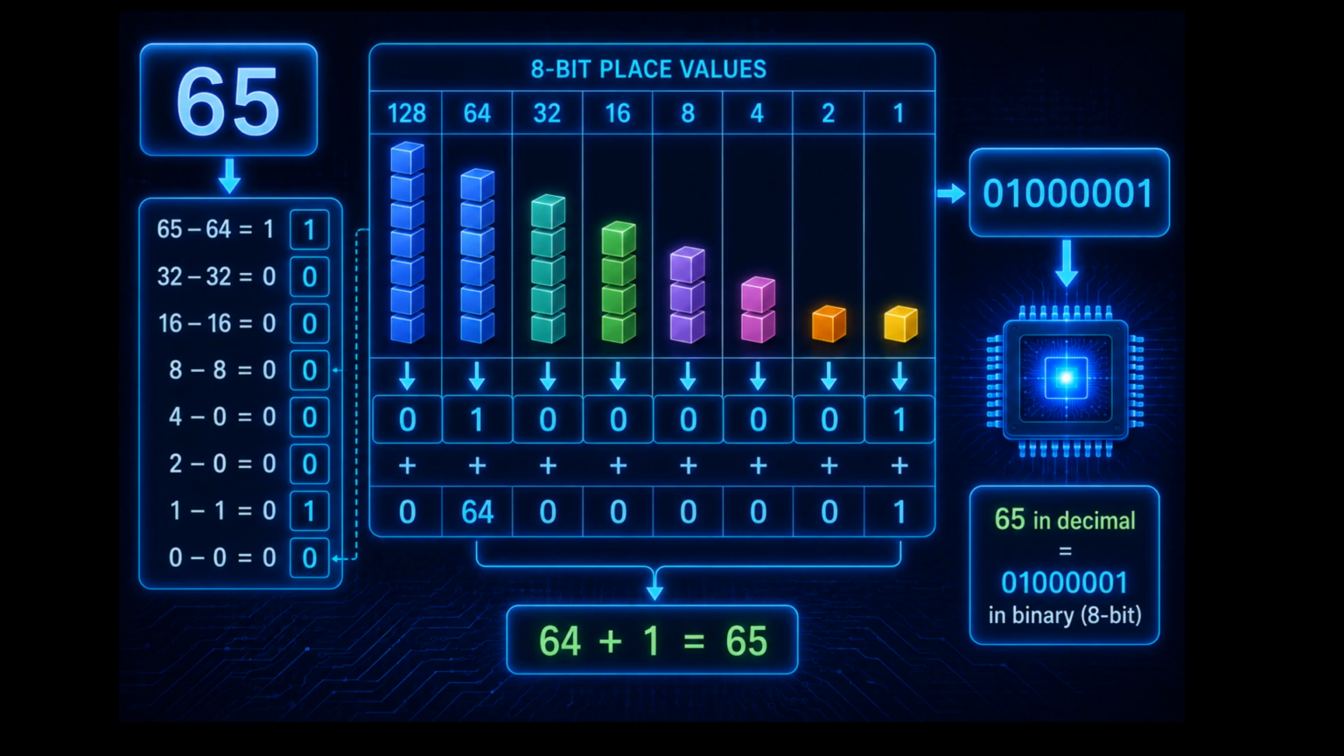So, we place a 1 in the 64 column and another 1 in the 1 column. All the other positions become 0. This gives us the binary value 01000001. So the character A is stored inside the computer as 01000001. This simple conversion allows every character code to be represented using binary, so computers can store, process, and transmit text accurately.